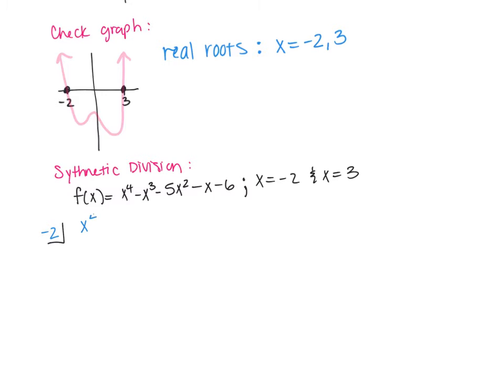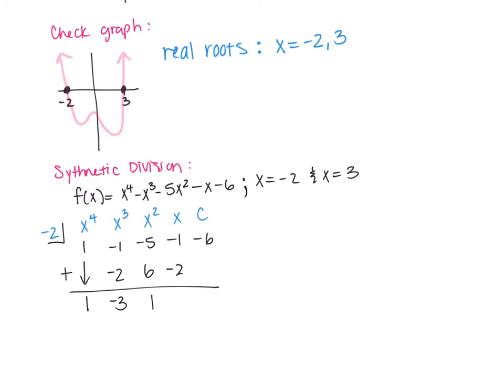And then we just want to label our coefficients. And so we have 1, -1, -5, -1, and -6. Let me just double check. So that's a 1, a -1, a -5, a -1, and a -6. So from here, we always pull down our first number, and then we multiply the bottom numbers with the number in the box. So 1 times -2 is -2, and then we always add vertically. So -1 plus -2 is -3. -3 times -2 gives me a +6, and -5 plus 6 is going to give me a +1. 1 times -2 is -2.